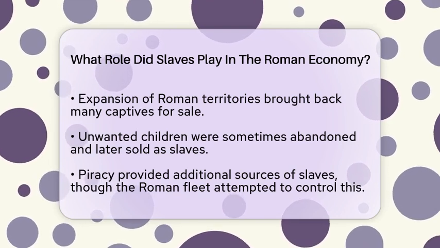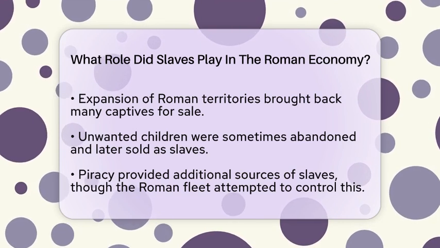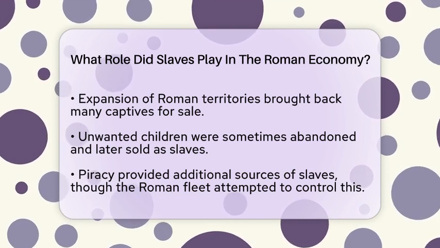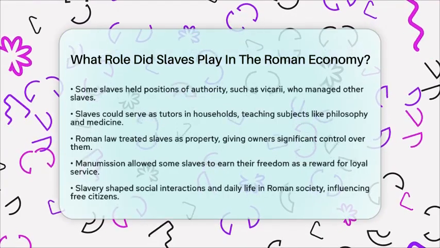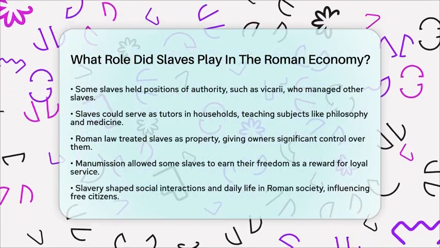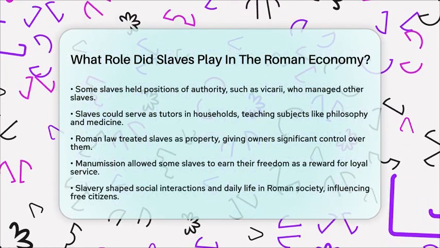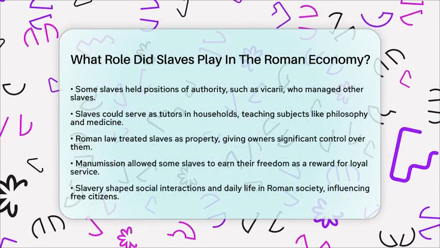Roman law played a significant role in governing the treatment of slaves. Under these laws, slaves were considered property, and their owners had considerable power over them. However, there was a path to freedom through a process known as manumission. This often occurred as a reward for loyal service, allowing some slaves to gain their freedom.